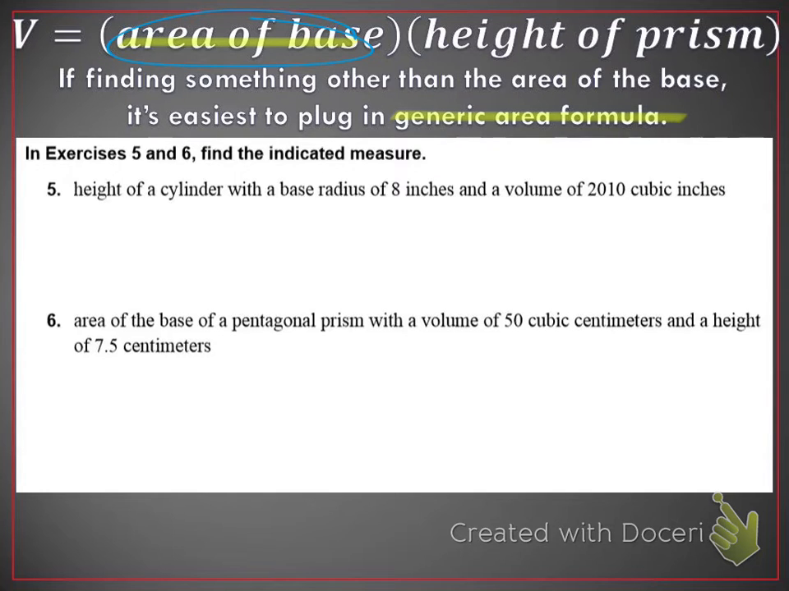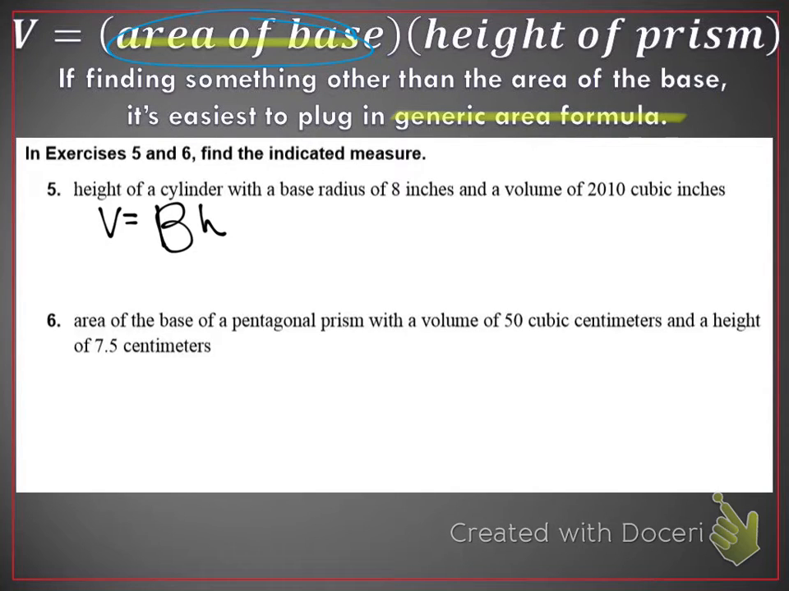And I'm going to show you an example. We're going to do 4 examples actually. Okay, so let's start with volume is the area of the base times the height. We're just starting from here and working our way out. It says find the indicated measure. We're going to find the height of a cylinder.